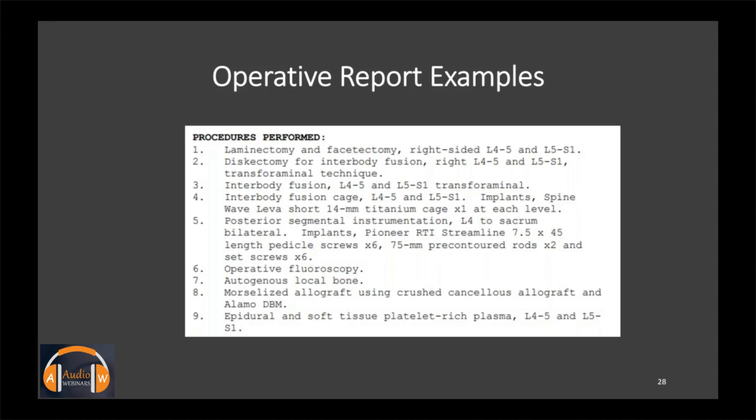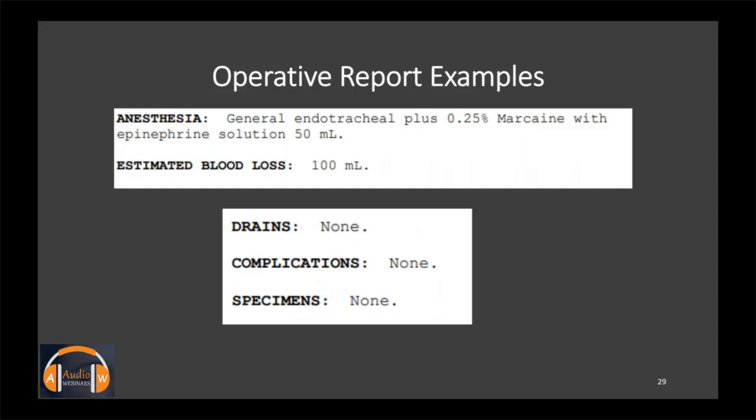So it's going to be a set of 6 screws that are placed on the spine to fuse it together to prevent any type of movement. There's also going to be operative fluoroscopy and autogenous local bone graft, morselized allograft that's consisted of DBM, and then epidural and soft tissue platelet-rich plasma, so a PRP injection, L4 to S1. Anesthesia is going to be general anesthesia, it looks like, as well as Marcaine with epinephrine solution. We've got our EBL of 100 milliliters. There were no drains placed, no complications noted, and no specimens taken.